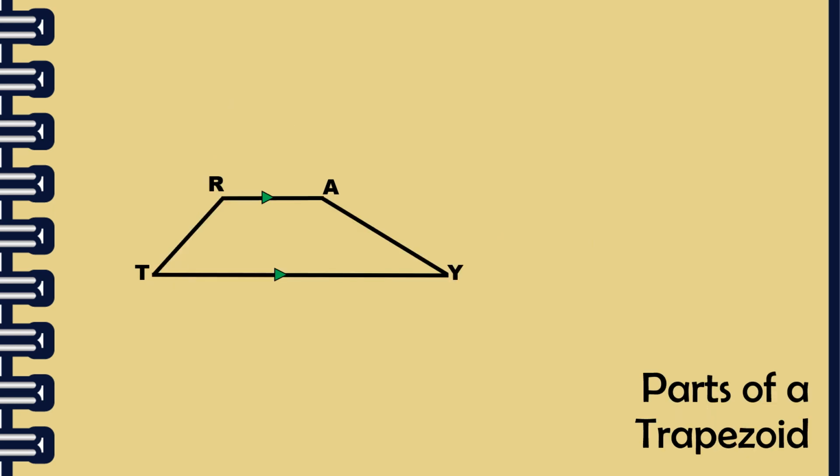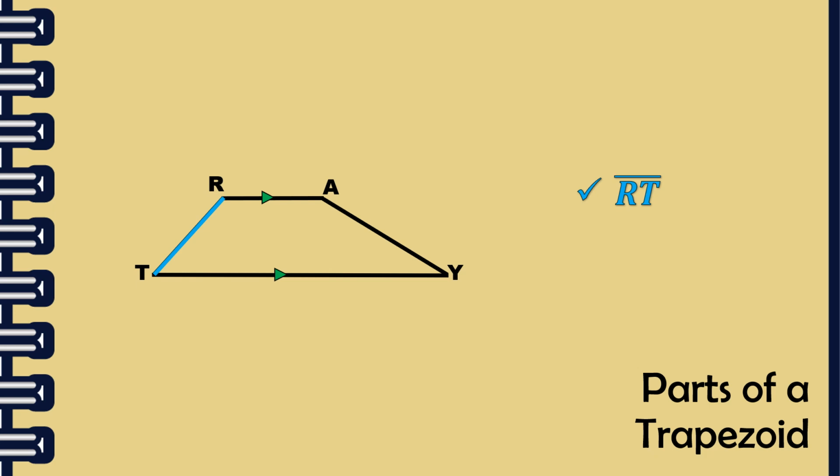Quadrilateral TRAY is a trapezoid since it has exactly one pair of parallel sides. The parallel sides of any trapezoid are called the bases. And in this quadrilateral, the bases are segment RA and segment TY since these are the two parallel sides of quadrilateral TRAY.